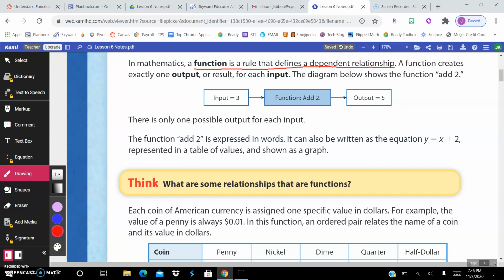The diagram below shows the function add2. So the function or the rule is add2 in our input. So if we put 3 in, we would get out 5 because we have to add 2. That's the rule. So the input's what we put in, and the output is what we get out. So input are our x values, output are our y values.